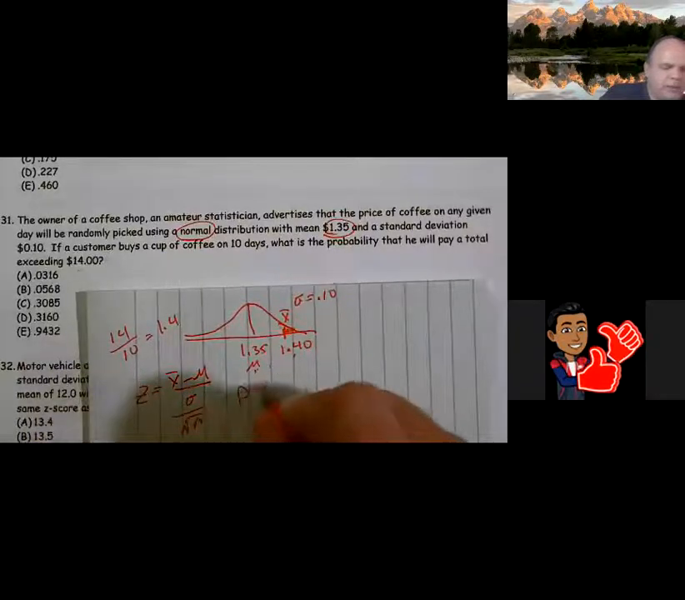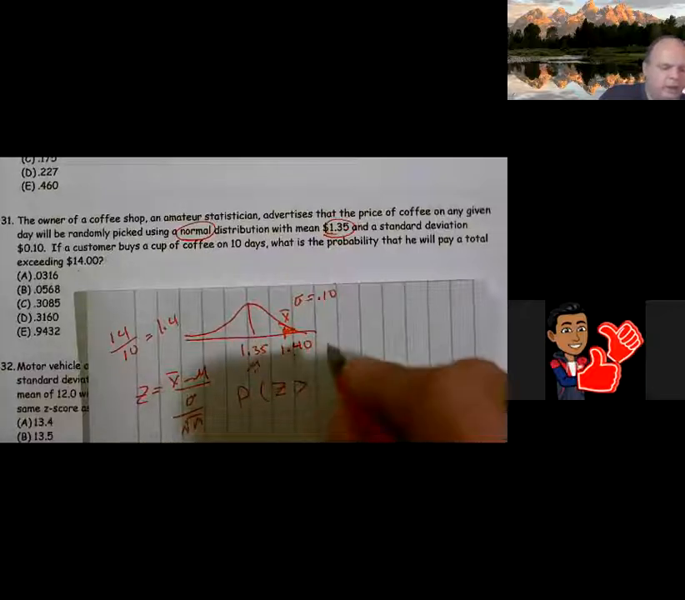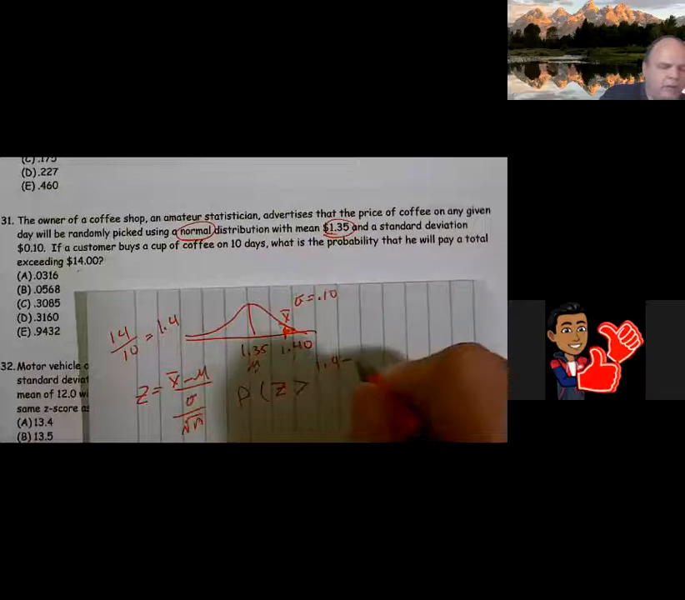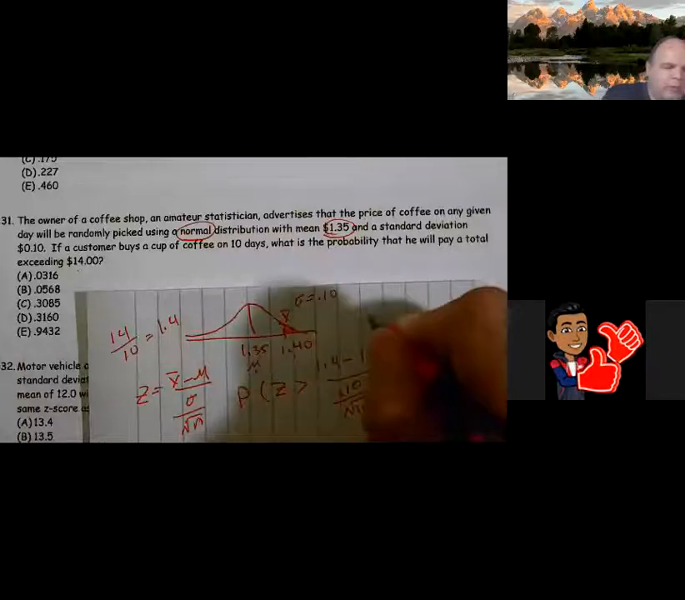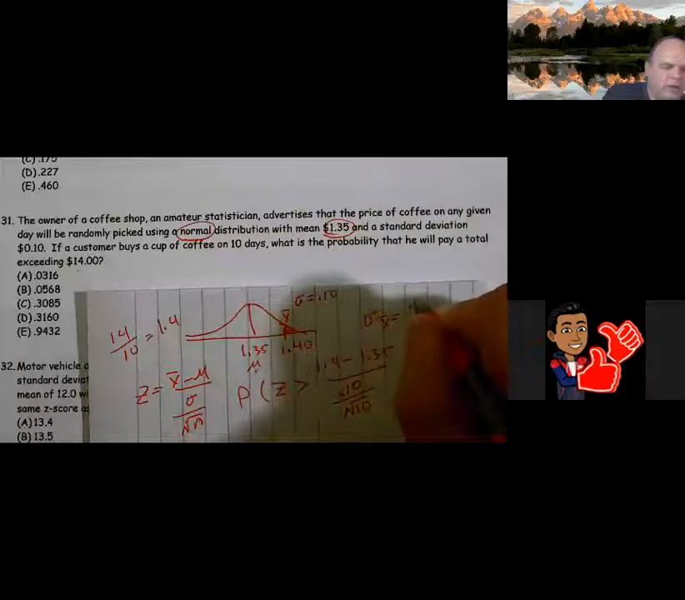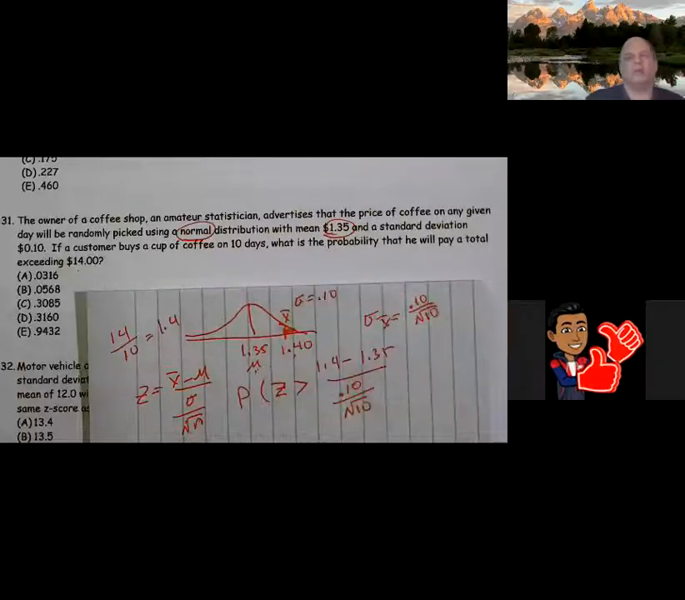So I want the probability that Z is greater than 1.4 minus 1.35 divided by 0.10 divided by the square root of 10. Because remember, the standard deviation of the X bars is the standard deviation divided by the square root of the sample size.